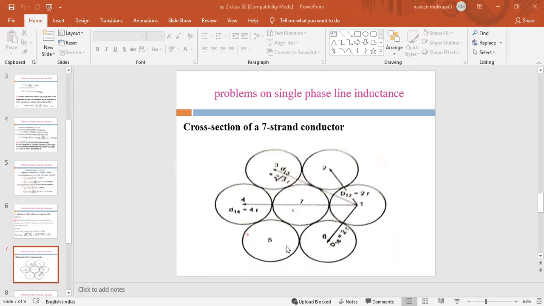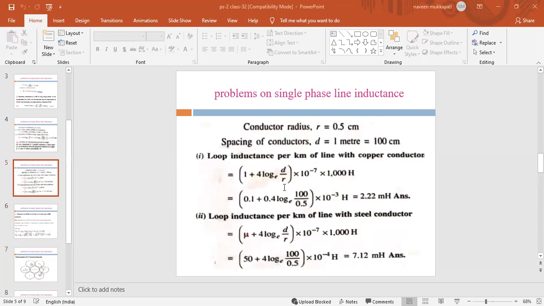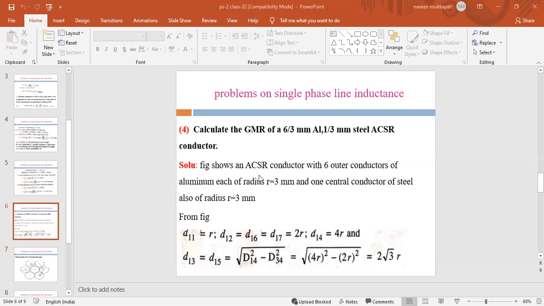This is the figure that will be observed, the cross sectional view of a 7 stranded conductor. This is the first strand, this is the second strand, the third strand, the fourth strand, the fifth strand, sixth strand, and seventh strand. This is the cross sectional view of a 7 strand conductor.